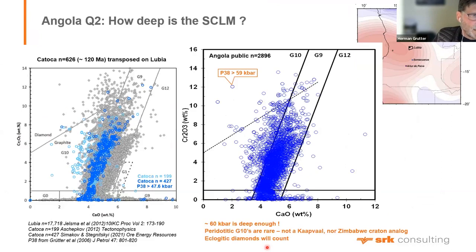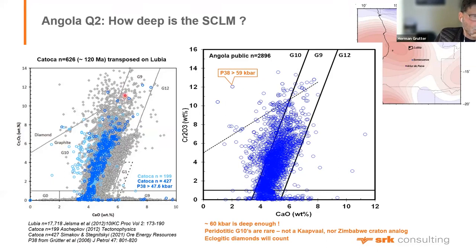So there's not much more to add because there isn't a lot more that's available in the public domain. I've compiled this data set from lots of different sources. These are some of the sources that are disclosed over here. The public data set is now strong, nearly 3,000. It includes data from Katoka. There are two data sets from Katoka, which I transposed on top of the Lubia data set just to see what the comparison might be.